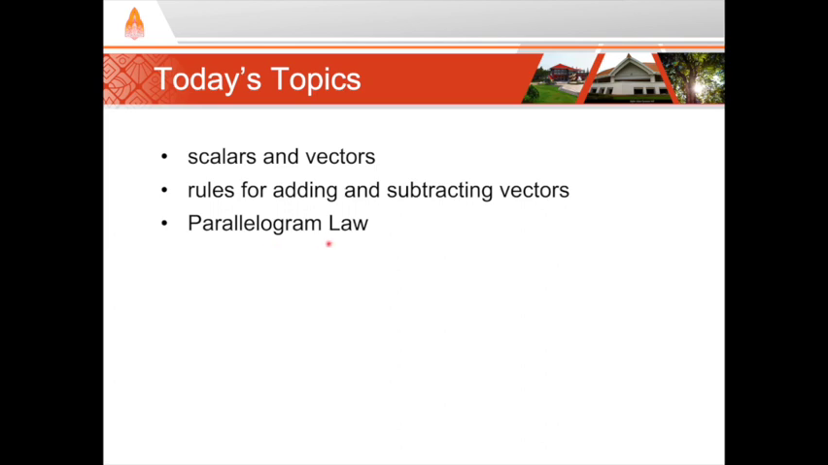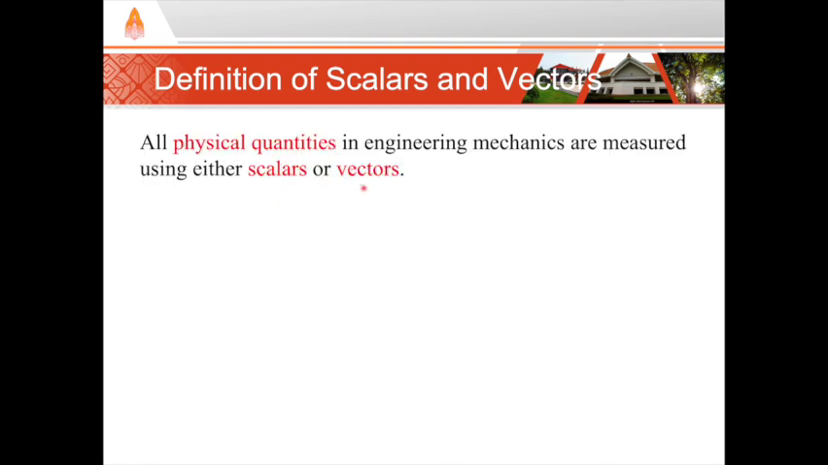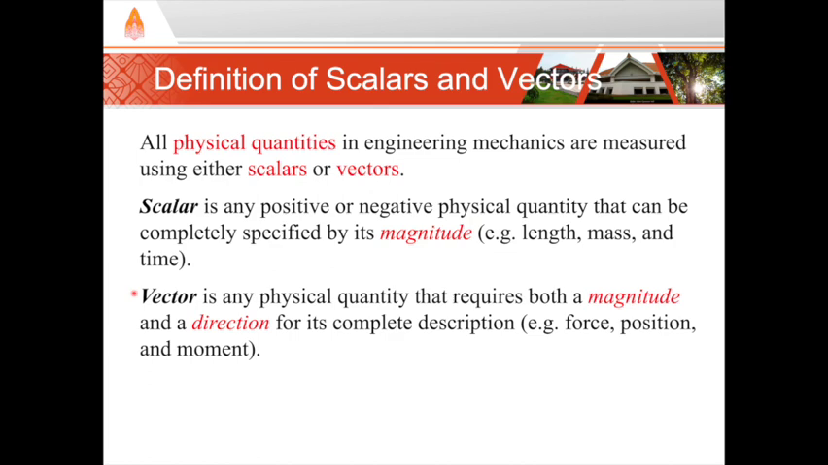All physical quantities in engineering mechanics are measured using either scalars or vectors. A scalar is described completely by its magnitude. These would be values that we're typically familiar with, such as length, mass, and time, and they can be positive or negative. A vector, however, requires both a magnitude and a direction to completely describe it. An example of a vector that we will see in this course would be force, or position, or moment.